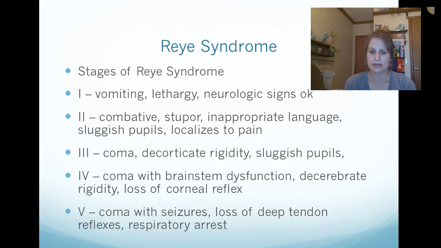Stage 3, coma, decorticate rigidity, sluggish pupils. Stage 4, coma with brainstem dysfunction, decerebrate rigidity, and loss of corneal reflex. And then stage 5 is coma with seizures and loss of deep tendon reflexes and respiratory distress. So you can just see the progression of their central nervous system, how it becomes much more deeply involved the further they go.